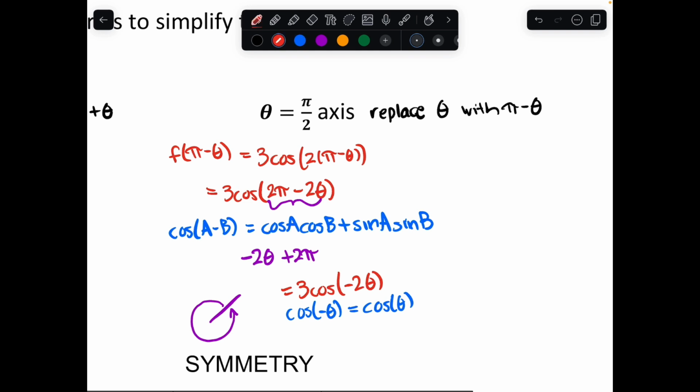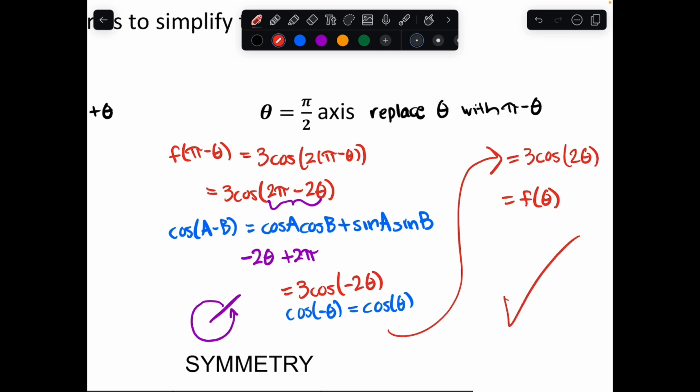So, writing this up here, we're going to have 3 cosine of 2 theta, which is our original function. This is f of theta. So, f of pi minus theta is equal to f of theta. We have symmetry about the vertical axis. So we actually have all 3 types of symmetry with this.